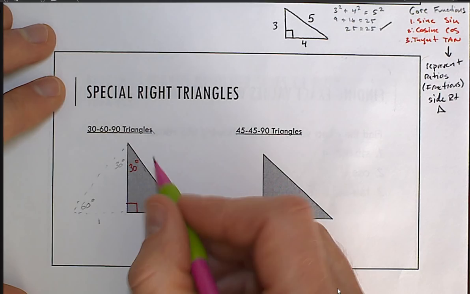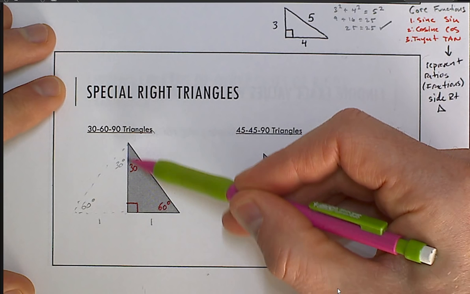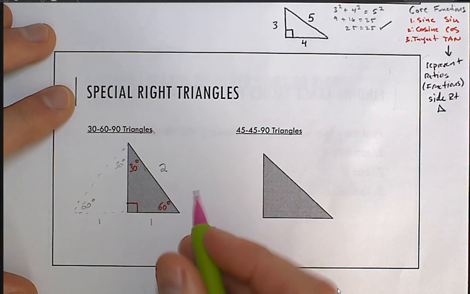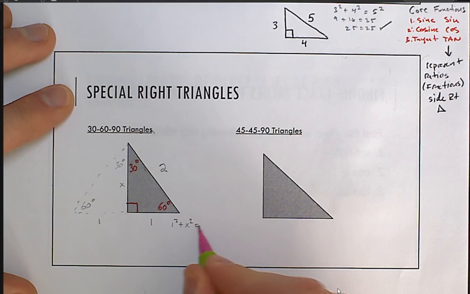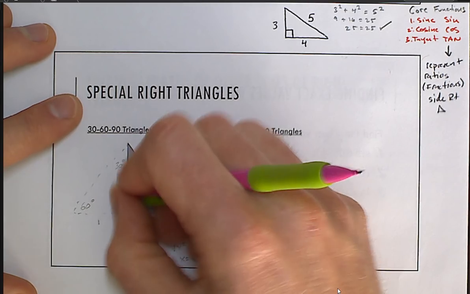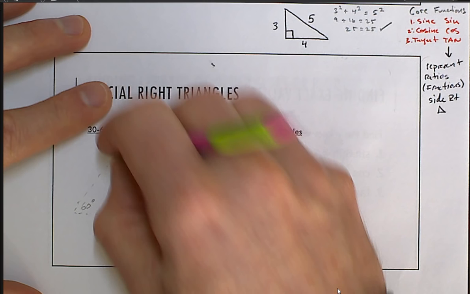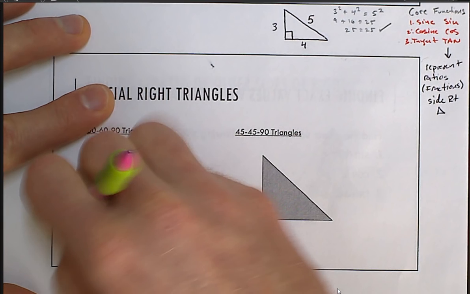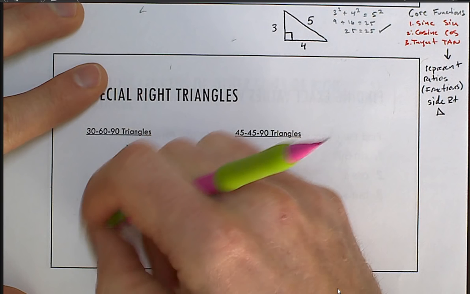So if this is 2 here, let's find this side length right here using the Pythagorean theorem. So that would be 1 squared plus, I'll call it x, x squared equals 2 squared. So that's 1 plus x squared equals 4, x squared equals 3, square root, x equals the square root of 3. So this right here is now the square root of 3. Okay, I'm going to erase everything but that. Okay?